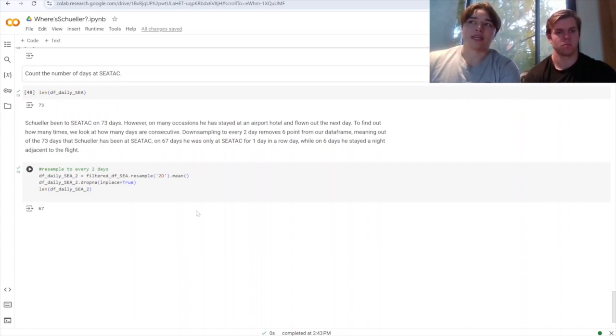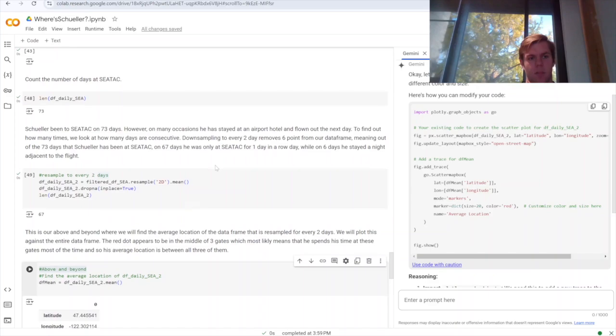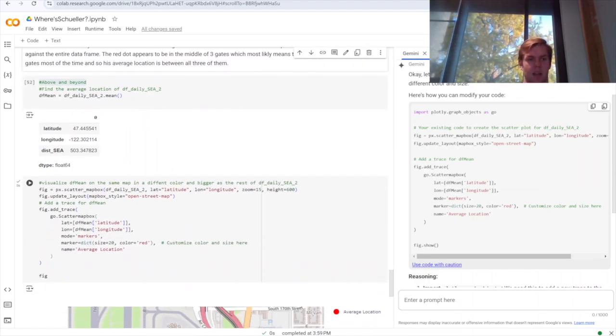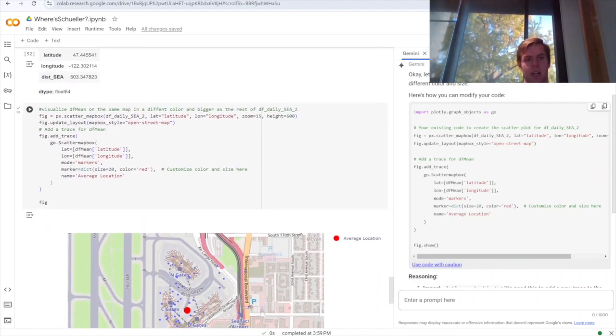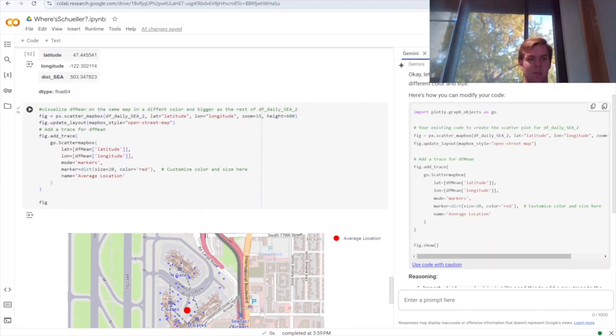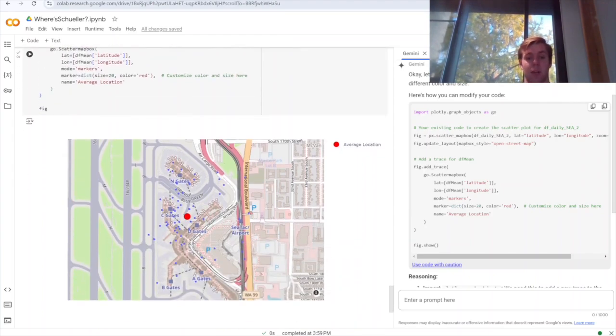And on 6 days, he stayed at an airport hotel on a day adjacent to the day he flew in or out. So this is our above and beyond. In our above and beyond, we will find Schuler's average location in the data frame that we've been working with, which is df_daily_c_2, the data frame that's resampled for every 2 days. So it doesn't include consecutive days where he would spend the night at the airport or in a hotel close by. We graph this mean and plot the entire data frame against the mean to see if we can draw any conclusions, and we can.